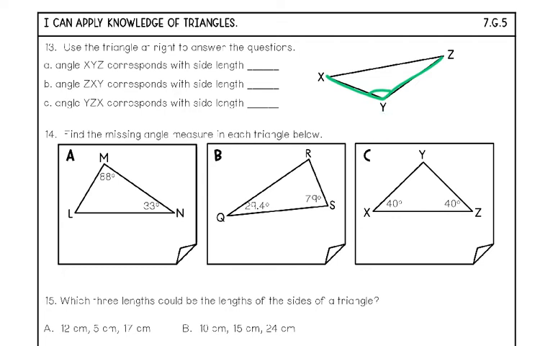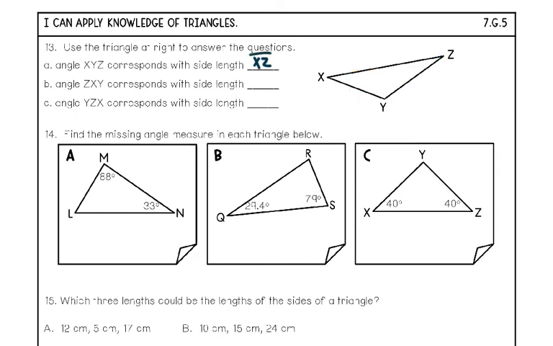So the corresponding side that matches with that is this yellow side, the one that I did not shade, because it's across from that angle. So X to Z makes that line and that side length, and since it's a segment, I'm going to just put a little line over top of it.